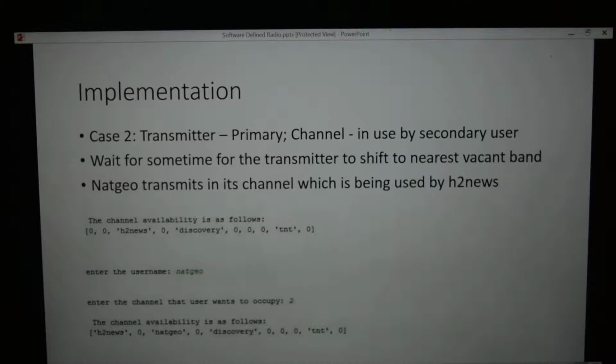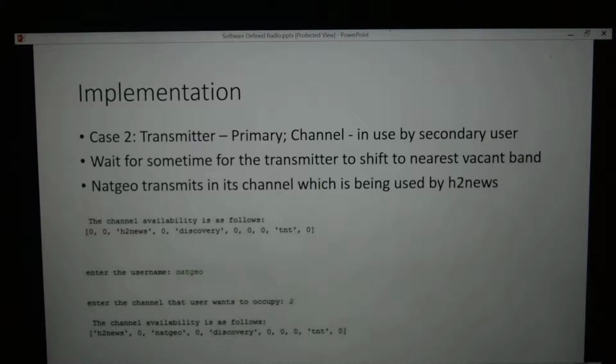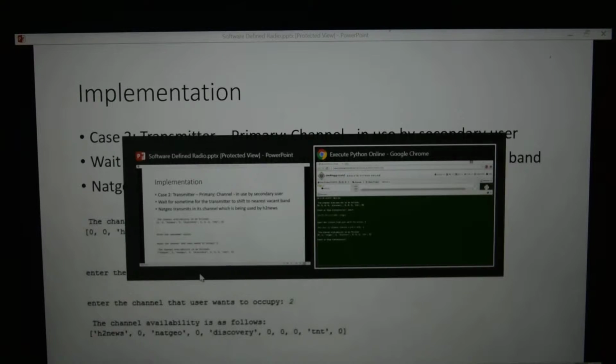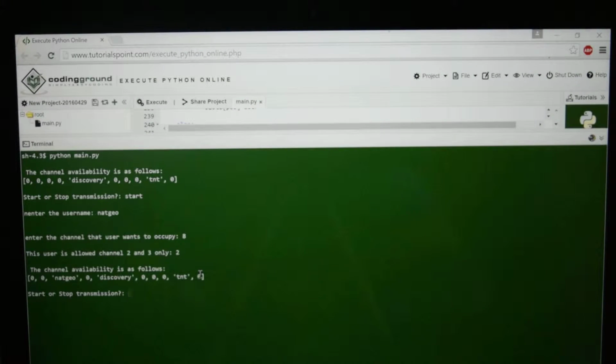So let us consider now the second case. Again, a primary user wants to transmit and the channel is in use by a secondary user. Now the primary user can't just replace the secondary user, in which case the secondary user's transmission will be interrupted. So what it does is it waits for a certain time so that the secondary user shifts to the nearest vacant band. So let's say H2 News is a secondary user who is transmitting in a channel that is owned by National Geographic. Let's say start transmission.